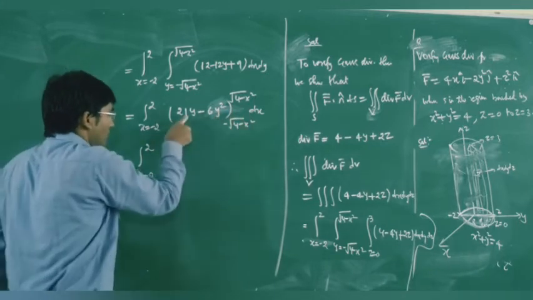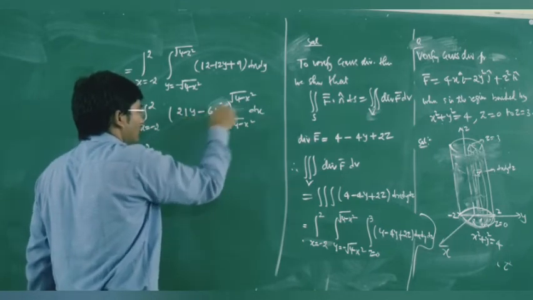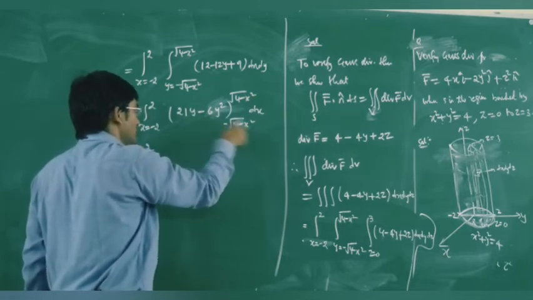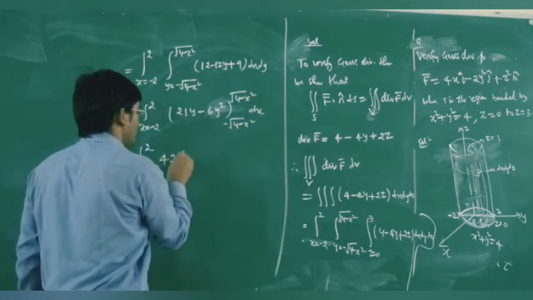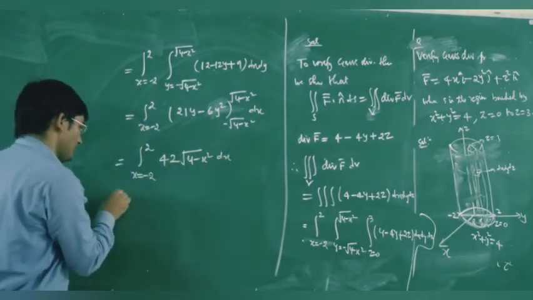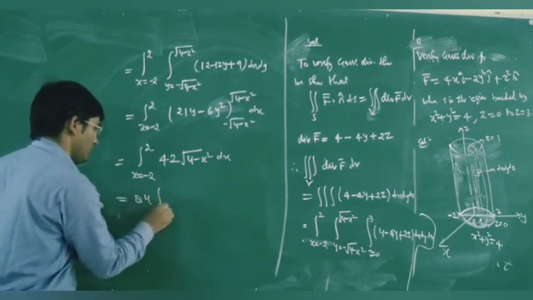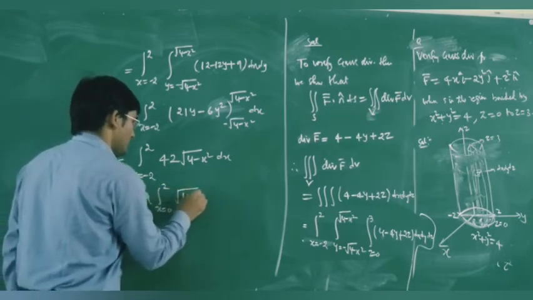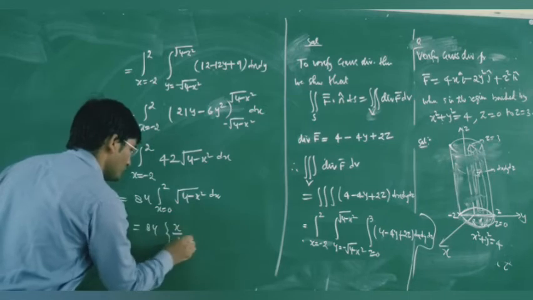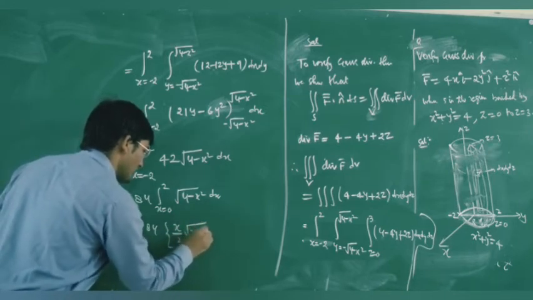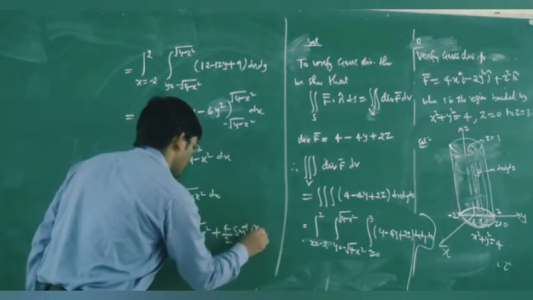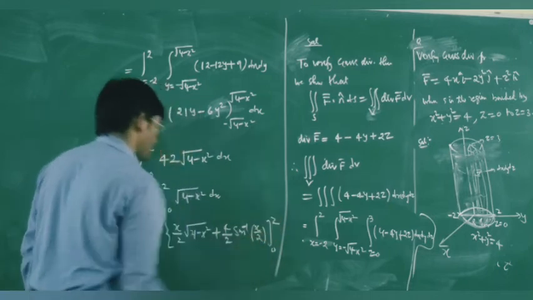Now for this part, for the upper limit this will be root of 4 minus x squared, and for the lower limit minus root of 4 minus x squared. So this is 42 times root of 4 minus x squared dx. Now this is an even function, so we can write it as 2 times, so this is 84 times the integral from x equal to 0 to 2 of root of 4 minus x squared dx. Now just use the formula: x upon 2 root of a squared minus x squared, plus a squared upon 2 sine inverse x upon a, with the limit from x equal to 0 to 2.